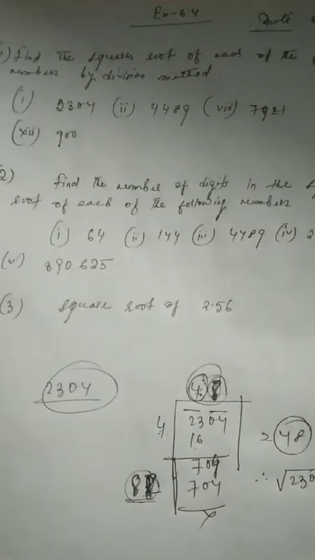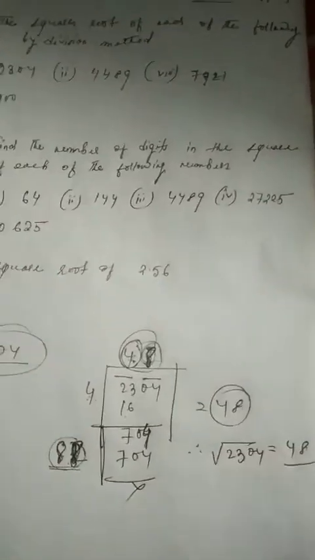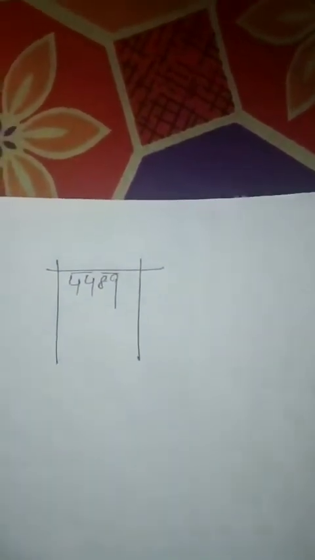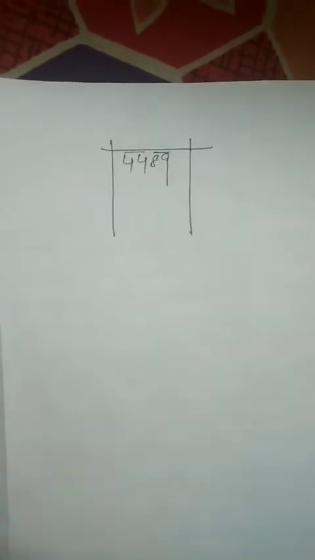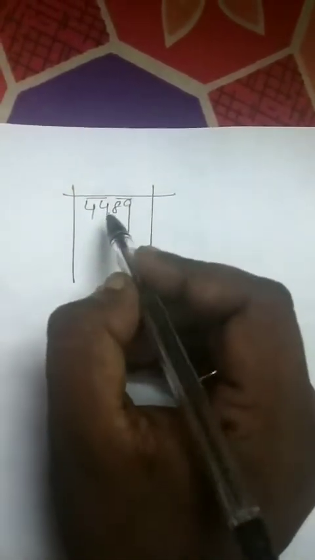So now, the next part of this question is 4489. The first job is to make pairs. As I make pairs over here, 8, 9 is under one pair, and 4, 4 is under one pair.